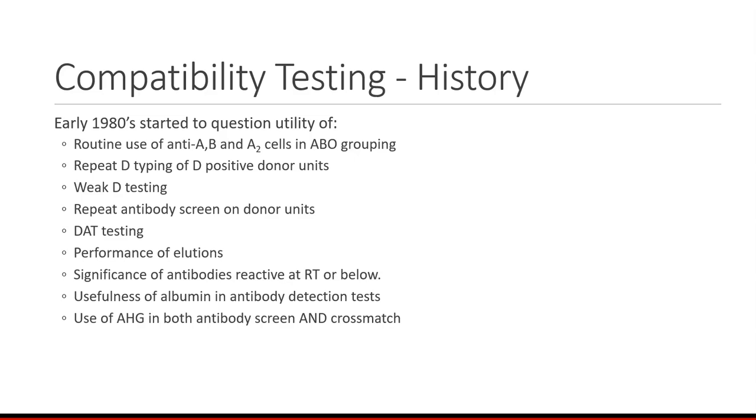Weak D testing. We're going to transfuse an individual based on the immediate spin reaction with anti-D. So if they type as D negative, we're going to give them D negative blood. Even if you did the weak D test and it was positive, how do you know that they are not the mosaic, the partial D, that may possibly form an immune anti-D? So again, weak D testing is no longer routinely mandated. It does have a place, but not for routine testing.